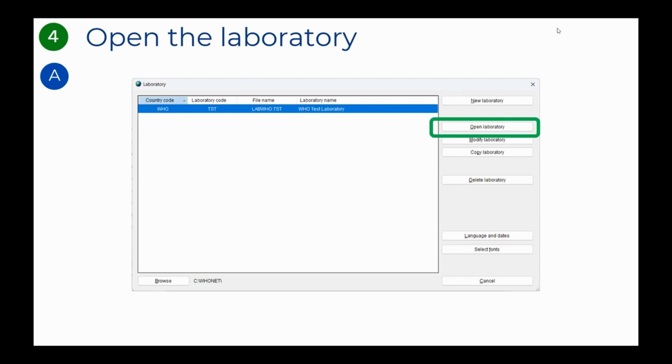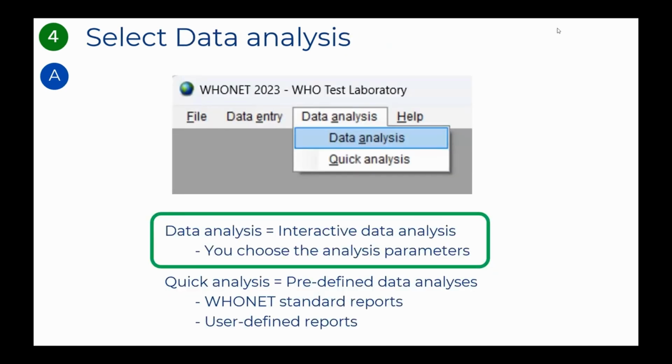After you begin WHONET, you will see the screen. I will click on WHO Test Laboratory and then Open Laboratory. On the WHONET main menu, I will click on Data Analysis to show that there are 2 options. Data Analysis, which is for interactive data analysis, which will be the focus of this module, and Quick Analysis. Use of quick analysis reports will be discussed in Module 6 of this training course.